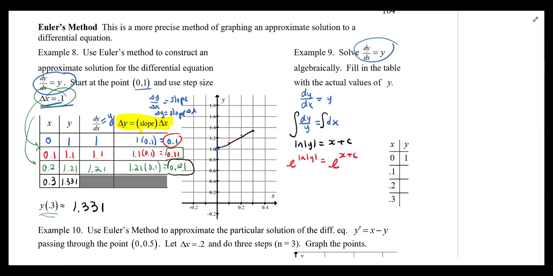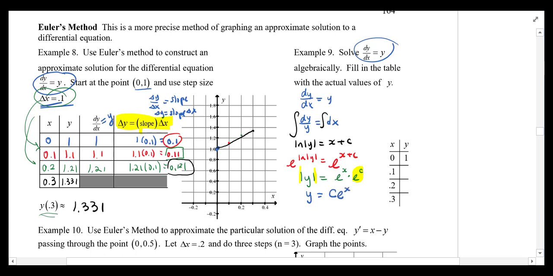And then, of course, e to the natural log of y just becomes absolute value of y. I like to break up the e to the x plus c as e to the x times e to the c. And then once again, that absolute value and the e to the c just combine into a new constant. So we can just go y equals c e to the x.